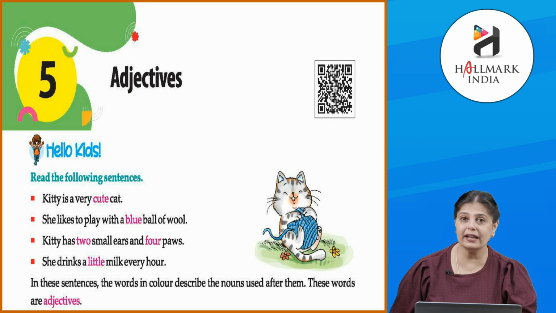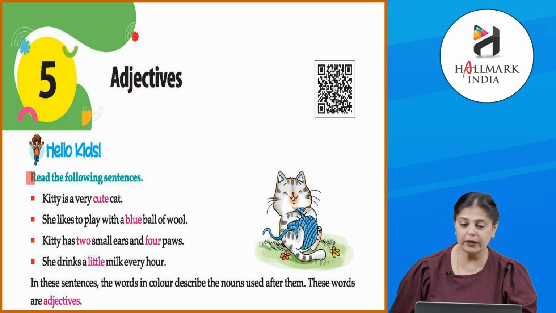Great. So now let's look at a new category. Ab humne nouns dekhe hai, ab hum dekhenge adjectives. So what are adjectives? Let's look at this in this chapter. The name of the chapter is Adjectives.